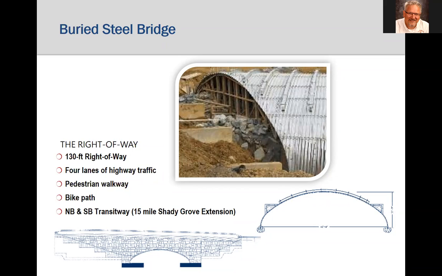Without the shipment limitations associated with large conventional corrugated pipe, and because of the increased thicknesses and stiffer corrugations in the plates, steel structural plate is a viable alternative for significant bridge crossings. This is a steel structural plate system, but buried steel bridges can also be produced out of aluminum.